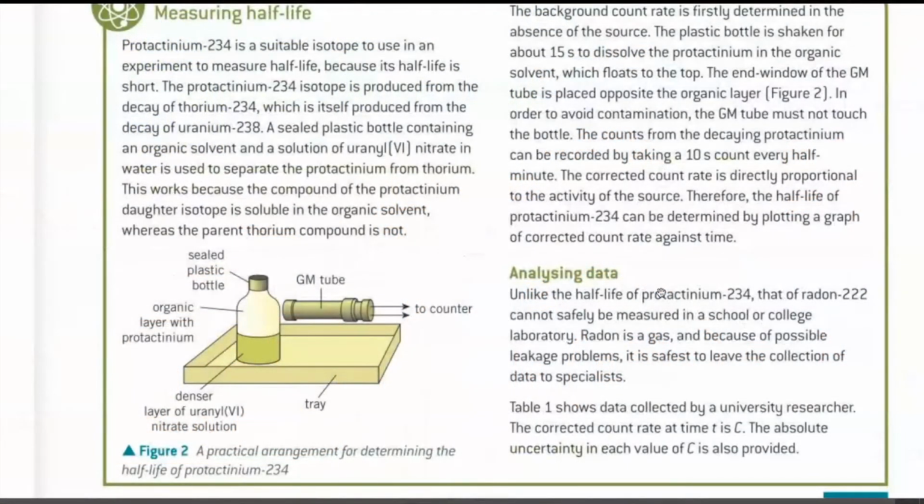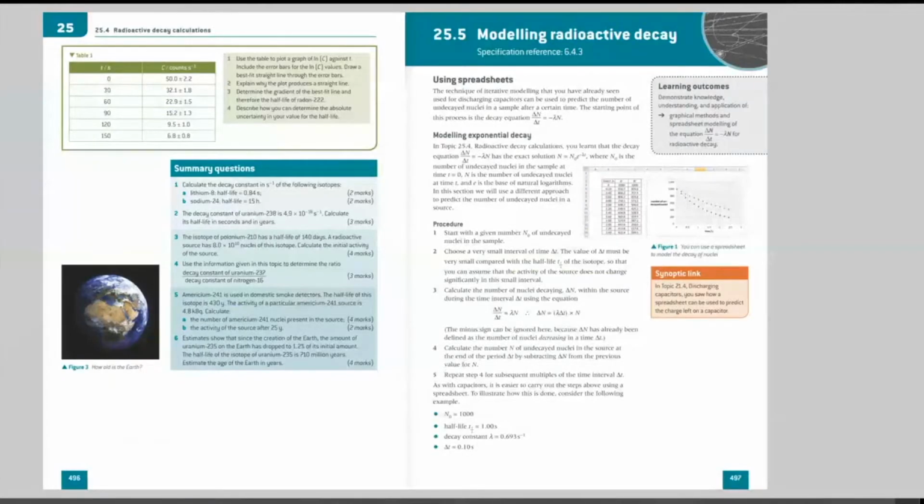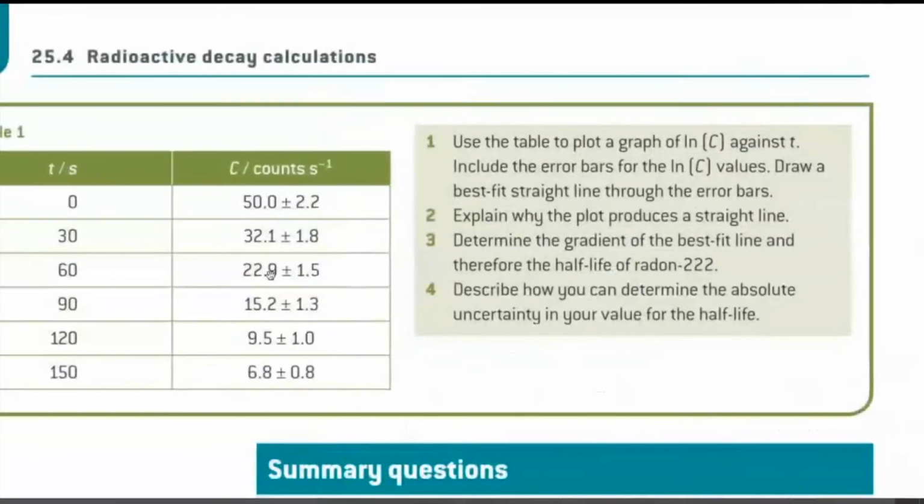So we're now also going to look at what data would look like if we were to do this experiment here. We can see the Geiger-Müller tube there in figure 2 is recording the activity of this radon gas. However, it's not safe to do this at school, so we're just going to have a look at the data that has already been collected for us, conducted safely in labs at universities around the world. Now, if we actually plotted this, it would be an exponential curve. However, you know that if you log an exponential, you'll get a straight line.